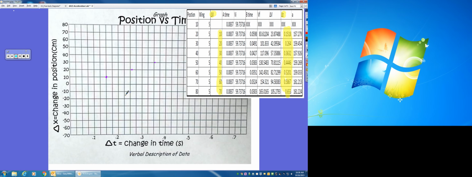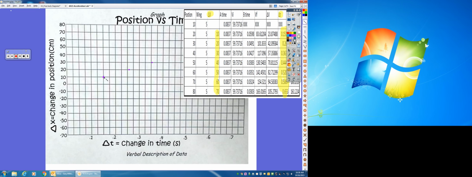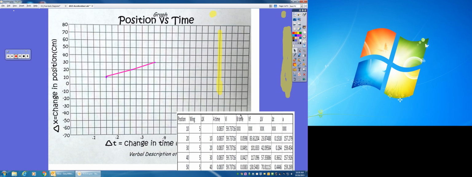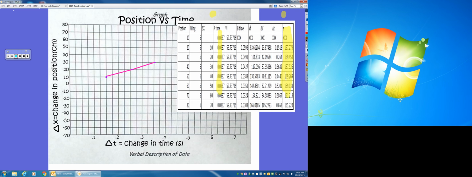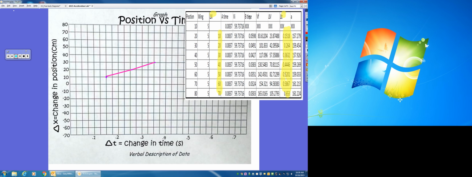We would continue that process, and when we're done, we would simply connect all the dots with just a straight line. So we're going to connect the dots real quick here. I'll change the color for this one to red. We would have more data points, of course, to connect. And that's how you would do the position versus time graph.